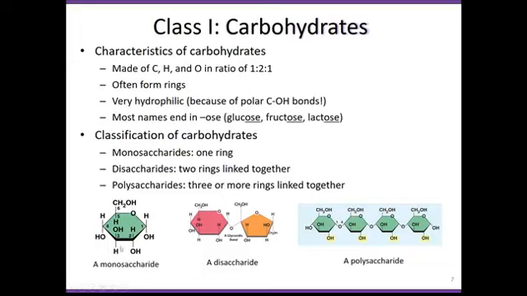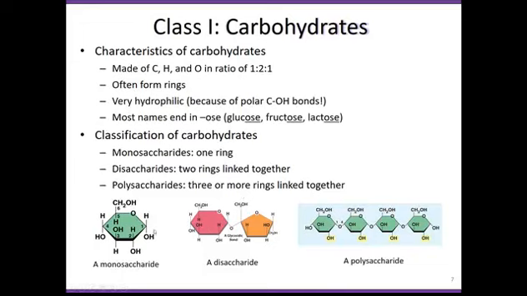Alright. We can classify them, it's really easy, just according to how many rings there are. If there's just one ring, we call that a monosaccharide. Again, mono, what does that mean? That means one. Saccharide means sugar or sweet. Most carbohydrates are somewhat sweet tasting when we eat them. They're delicious. So this literally means single sugar.